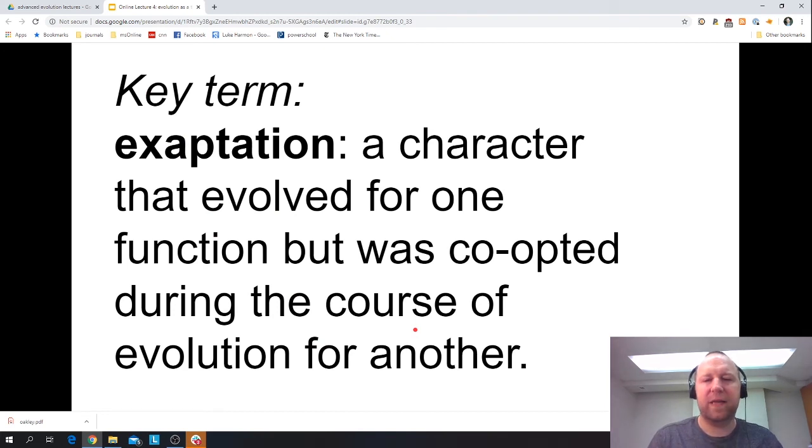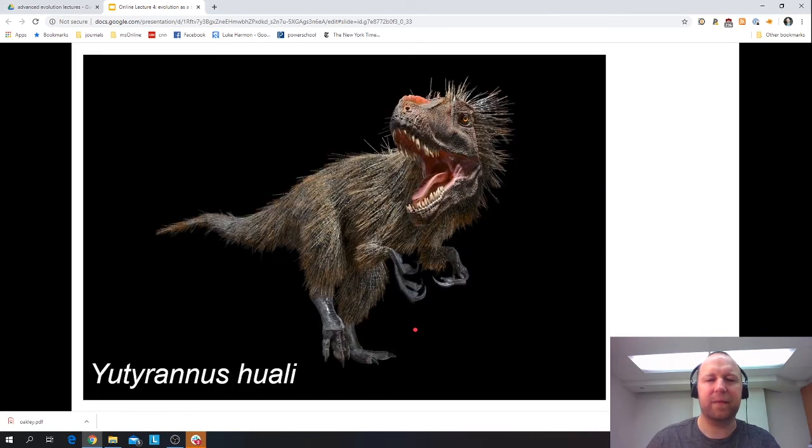These ear bones are a great example of an exaptation. This is a term that you should know for this class. An exaptation is a character that evolved for one function, for example, to help the jaw move in a jointed way, but was co-opted during the course of evolution to serve another purpose, in this case, hearing.